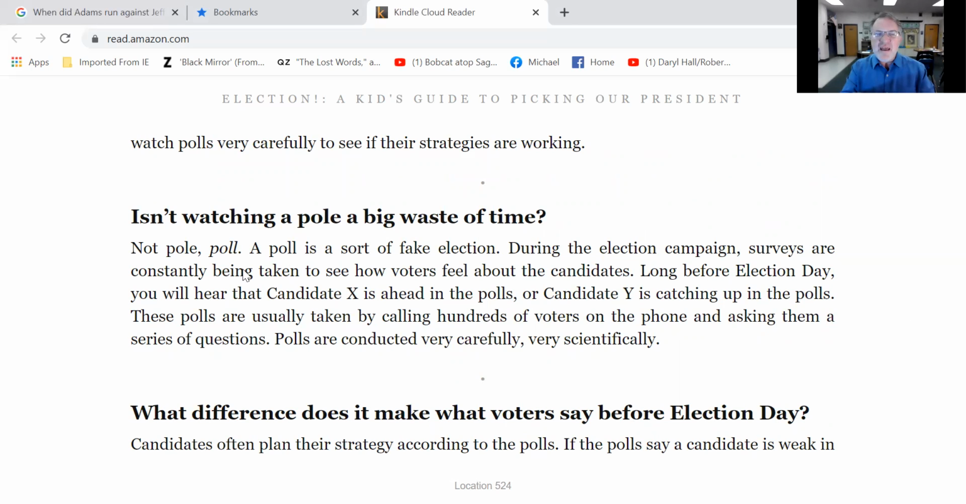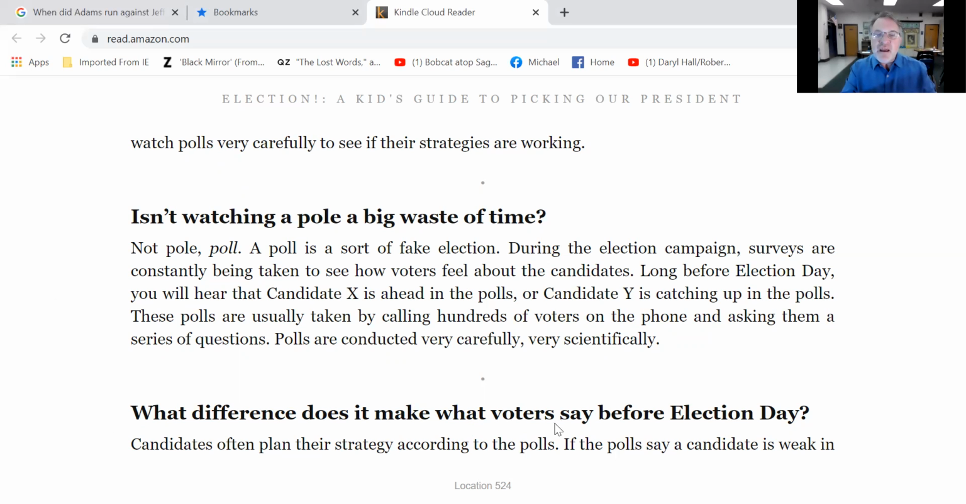Watching a poll, what does that mean? Not P-O-L-E, a poll. A poll is sort of a fake election. During the election campaign, surveys are constantly being taken to see how voters feel about the candidates. Long before election day, you will hear that candidate X is ahead in the polls or candidate Y is catching up in the polls. These polls are usually taken by calling hundreds of voters on the phone and asking them a series of questions. Polls are conducted very carefully and very scientifically, and more often than not, they're amazingly accurate.